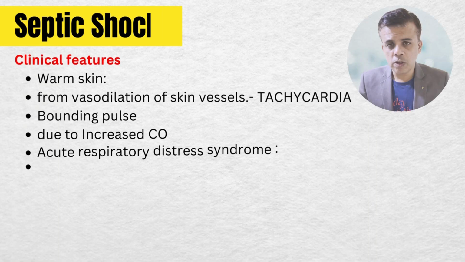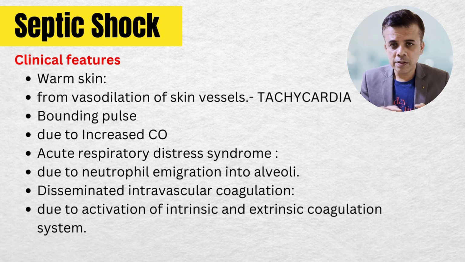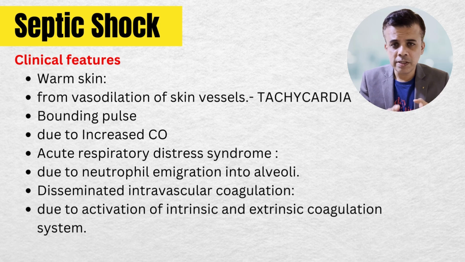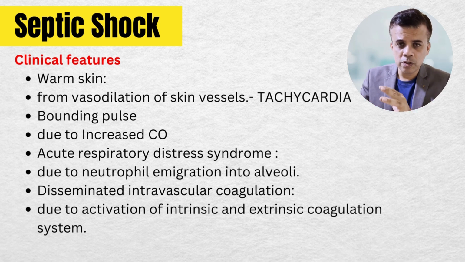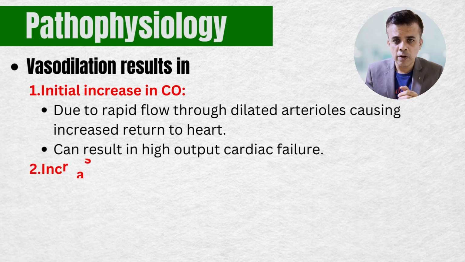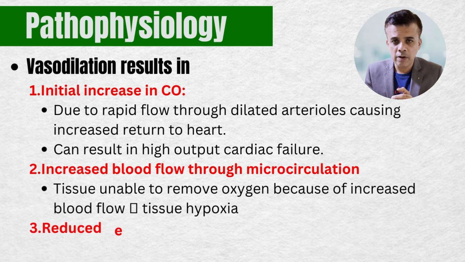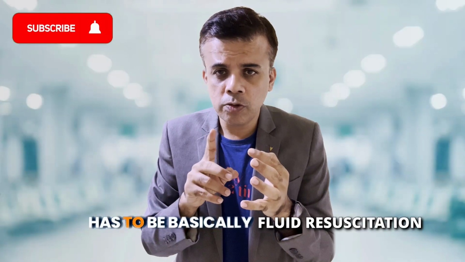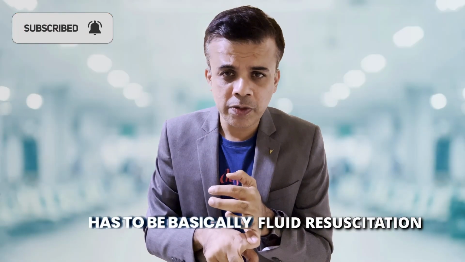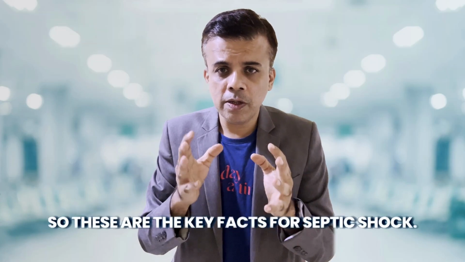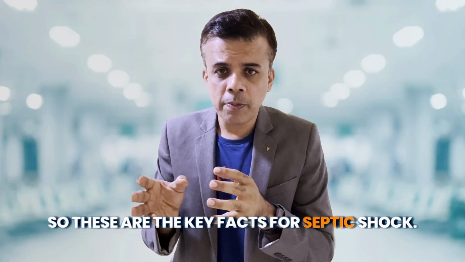So for septic shock, the common sources, as we discussed, are indwelling catheter, retention of urine, and abscess or pneumonia. These sources of infection have to be controlled. Antibiotics need to be given to contain the infection. And apart from that, there has to be fluid resuscitation and supportive measures. So these are the key facts for septic shock.